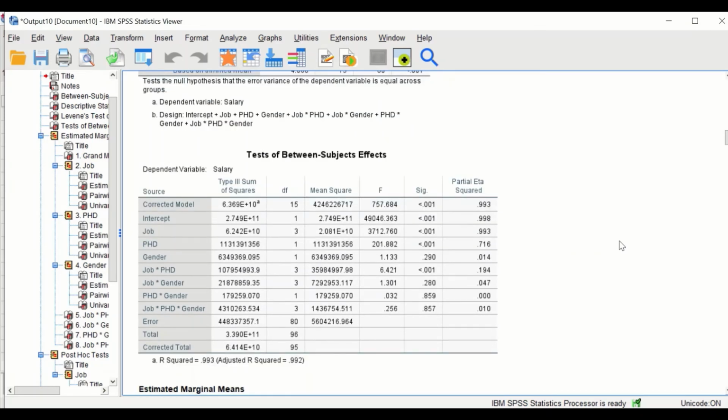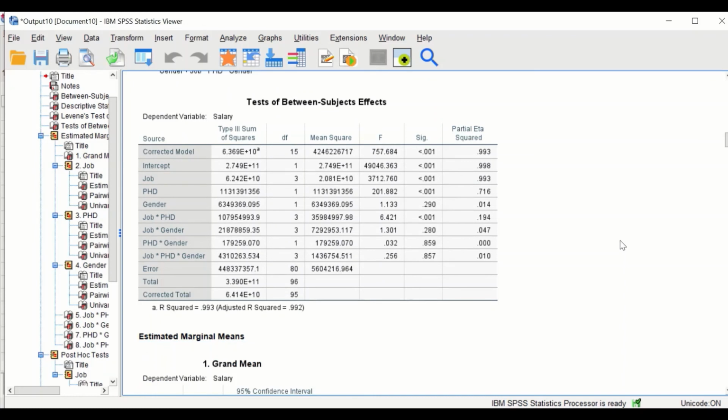The next table is the test of between-subject effects. This table will determine the statistical differences for each individual factor, the main factors, which are the 3 factors, job, PhD, and gender, and then the interaction between these factors, all possible interactions. So we are going to ignore the first 2 rows here, corrected model and intercept.